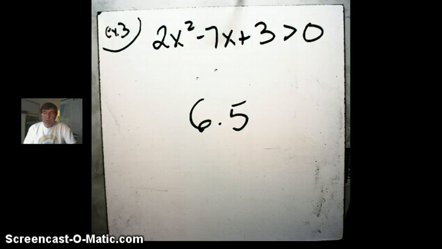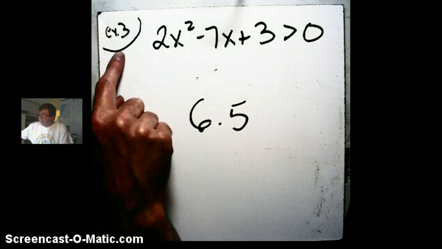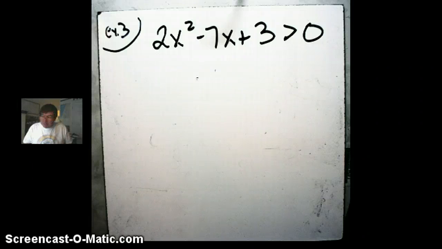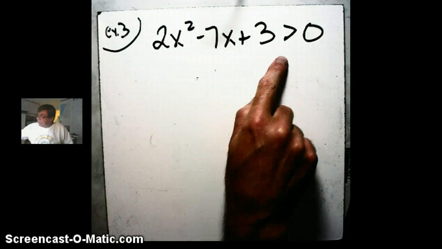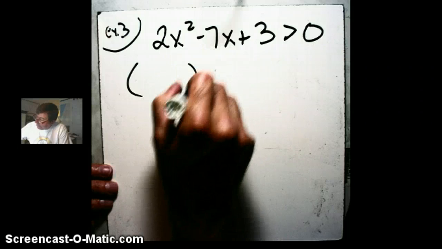Okay, students, we're going to look at lesson 6.5, example 3. So hopefully you looked at my basic information, and so we're trying to figure out where this quadratic is true. So where the quadratic is greater than 0. So the first thing we're going to have to do is try to factor.